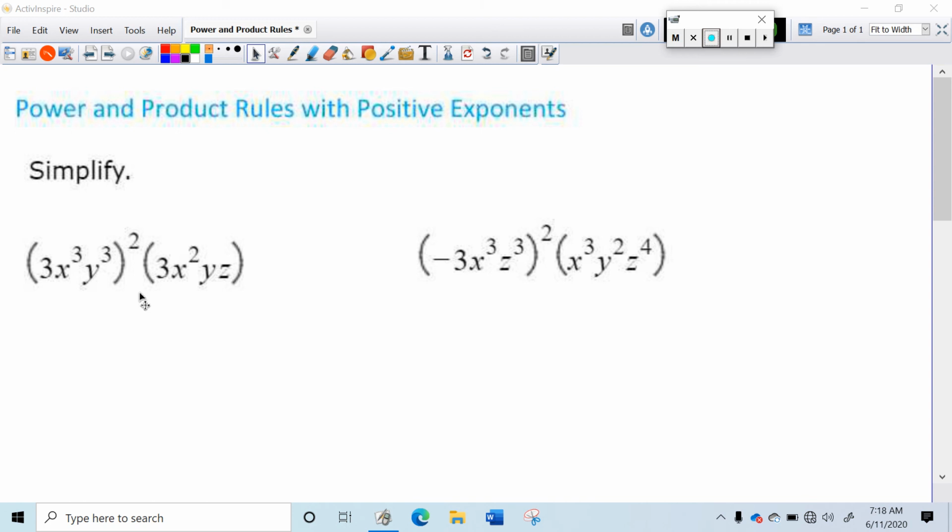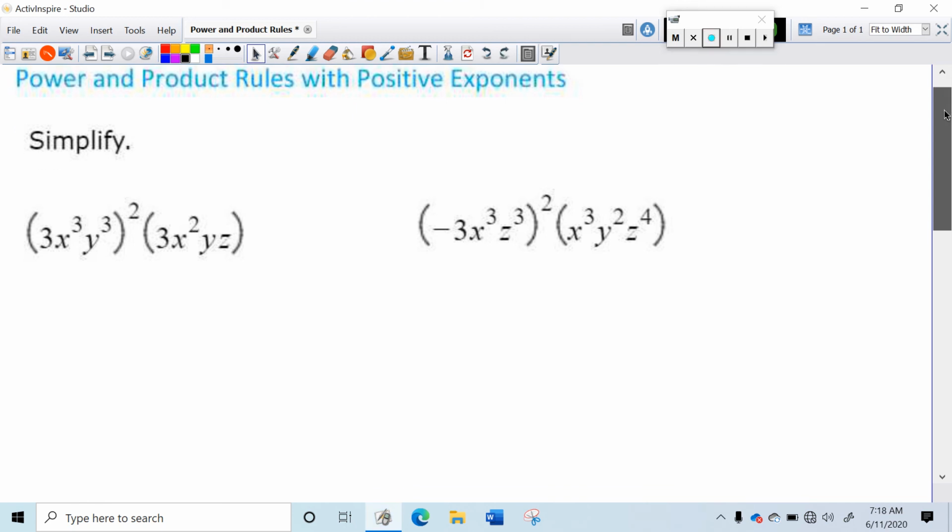Okay, so when you have exponents outside of parentheses, that exponent must be distributed to everything inside. So this 3 doesn't have an exponent, so it's assumed to be a 1. So we're going to need that in a moment. Okay, so this 2 gets distributed to all the exponents inside, and when you're getting rid of parentheses, you are multiplying. So keep your base of 3 for the exponent.